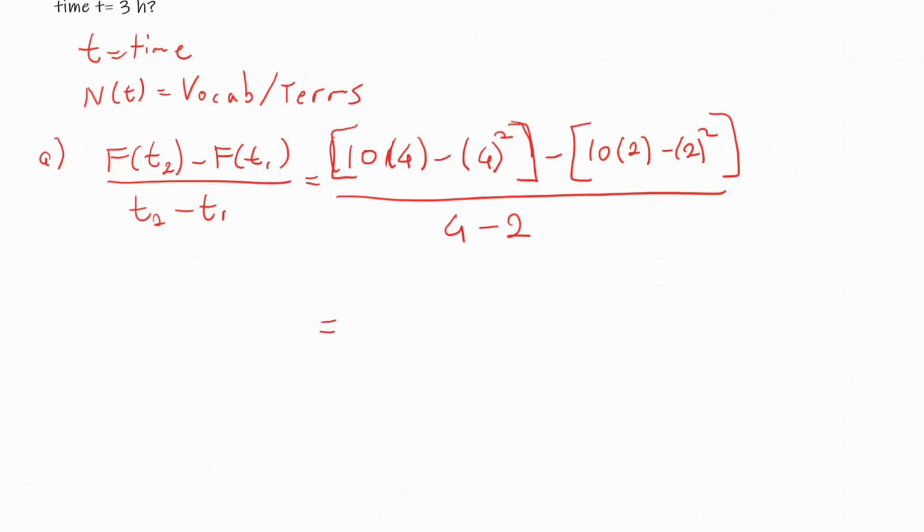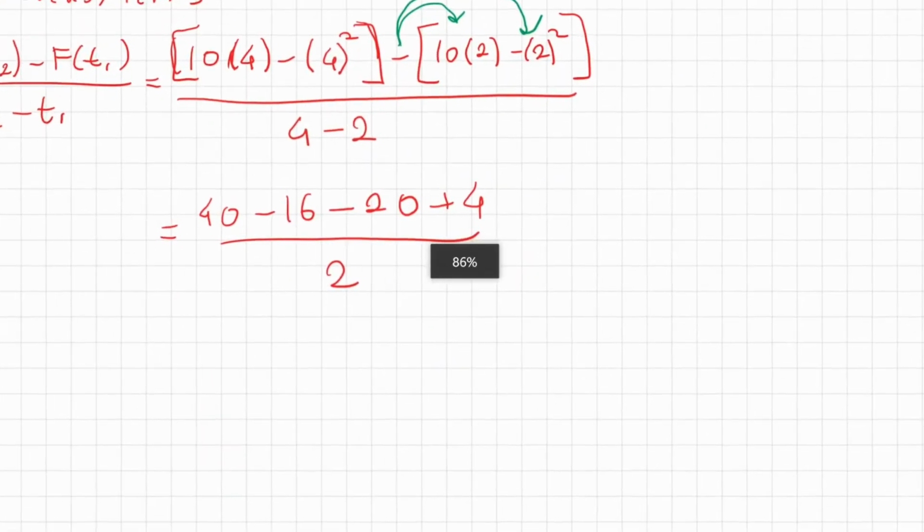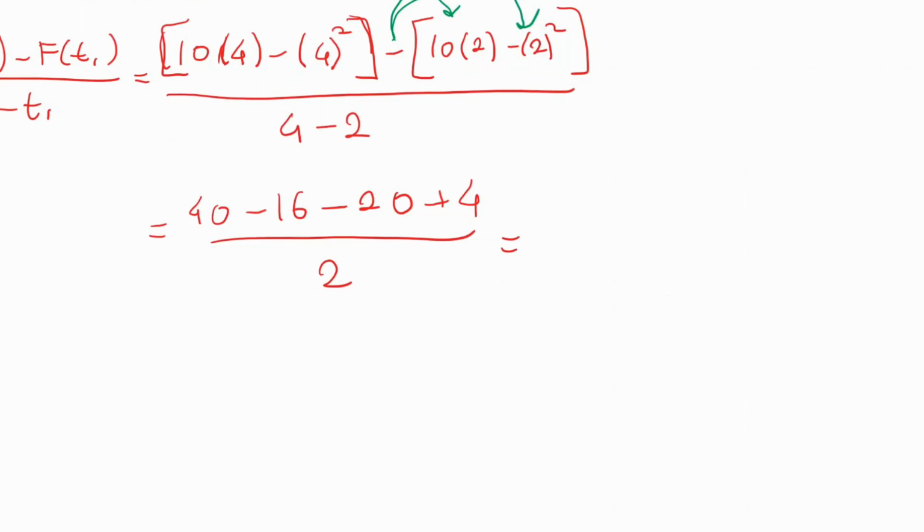From here, I'm going to simplify. 10 times 4 is 40, and then 4 squared is 16, so minus 16. Minus 10 times 2 is 20, and then 2 squared. Be careful with this one because I'm multiplying negative by this, so that's why I have a negative 20, and I'm also multiplying negative by this negative, so it's positive 4, and over 4 minus 2 is just 2. So I start with this: 40 minus 20 is 20. 20 minus 16 gives me 4. And 4 plus 4 gives me 8 over 2. 8 over 2 is equal to 4.